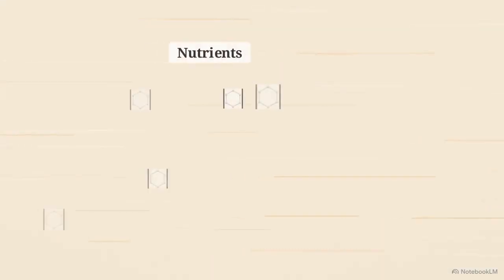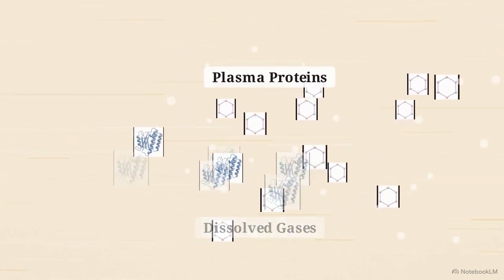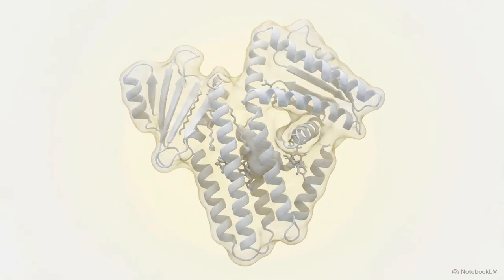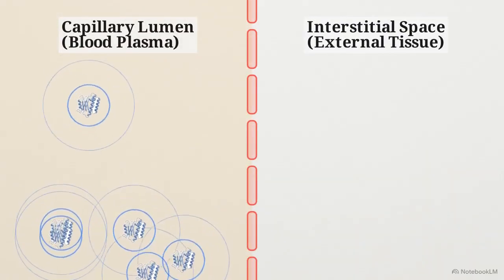Plasma acts as a calibrated chemical solvent. It carries the dissolved nutrients, gases, and specific proteins required to maintain the physical integrity of the vasculature. The most abundant plasma protein is albumin. Synthesized in the liver, it acts as a primary transport carrier for fatty acids, hormones, and drugs. Albumin's critical mechanical role is maintaining plasma oncotic pressure.